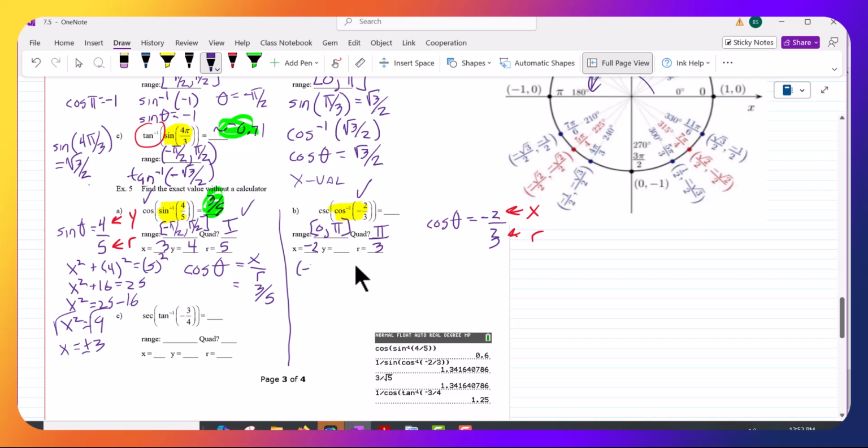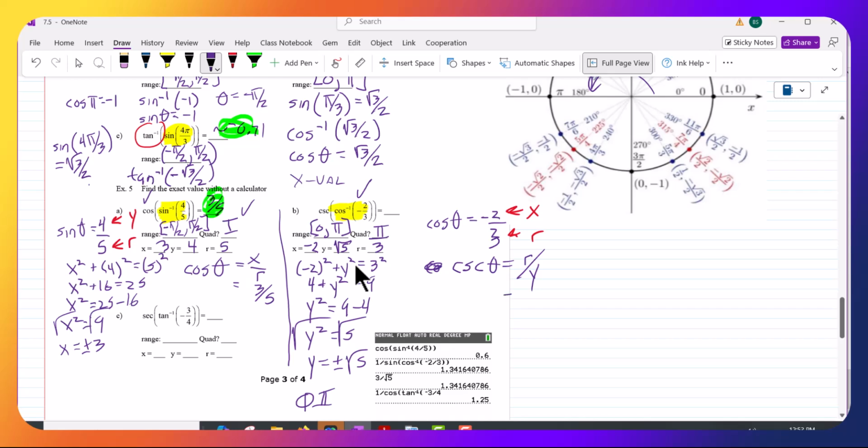So we're going to have x squared plus y squared equals r squared. That will give 4 plus y squared equals 9. That's going to give y squared equals 9 minus 4. That'll give y squared equals 5. Do your square root of both sides. Technically, you'll have a plus or minus square root of 5. But since you're in quadrant 2, y is positive. So that's going to be square root of 5 like that. Okay, so ultimately what we're doing on this problem is we are doing the cosecant of theta, which by definition is r over y.